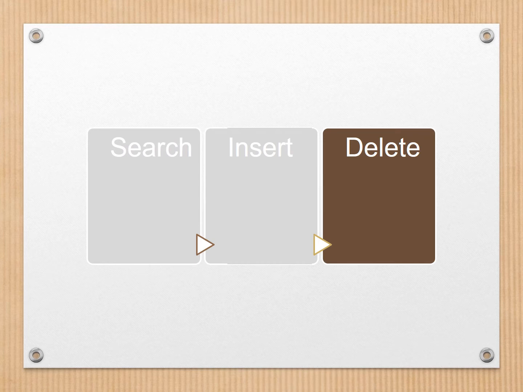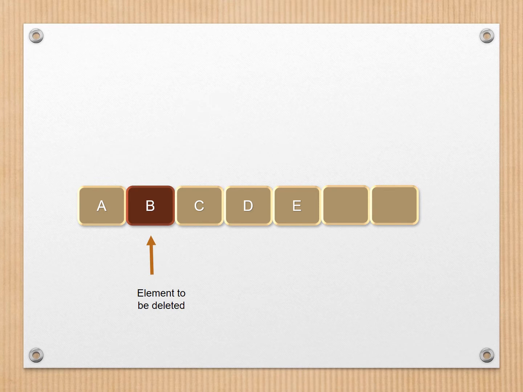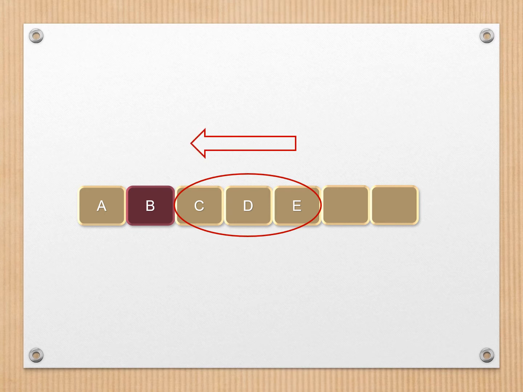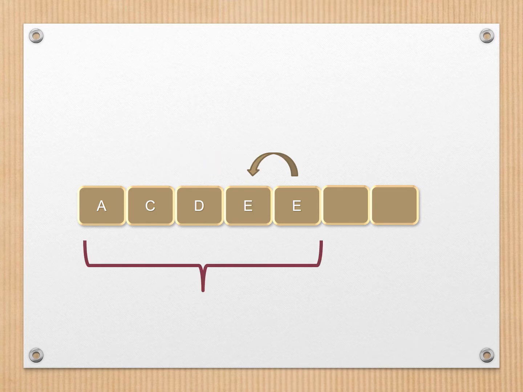Next, let's examine how deleting is done. Deleting is only allowed if the number of elements is more than 0. Suppose the second element is to be deleted. All elements thereafter must be shifted to fill up the gap created by the deleted element. The list is reduced by 1.